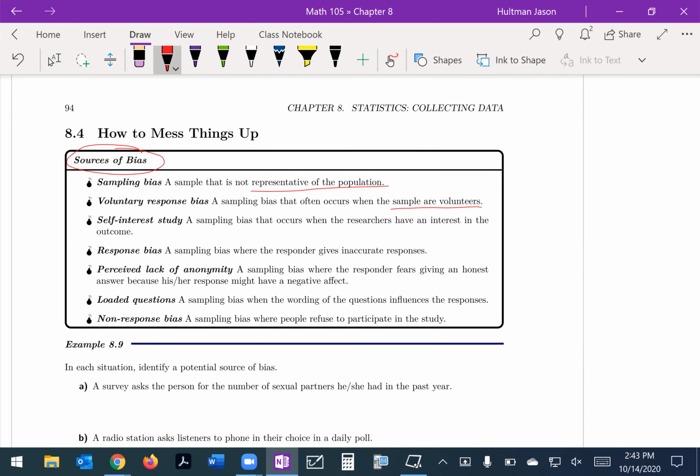Okay, self-interest study. A sampling bias that occurs when researchers have an interest in the outcome. So you see that a lot in politics too. They're like, oh yeah, we had this survey and it said that 59% of voters are going to vote for Biden, and like who? Well, okay, so who ran the survey? Oh, it was the DNC. It was the Democratic National Convention. You're like, there might be some self-interest in that survey, right?